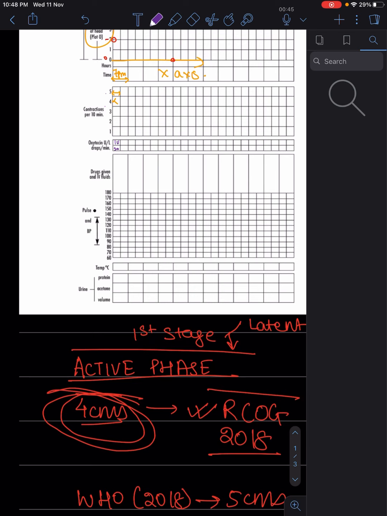Okay, and the drugs you are giving, an IV fluid. Supposing you are giving RL, because the patient is in labor, she might go into dehydration, so you will be giving RL, 1 unit RL at the rate of 75 ml per hour, supposing you are giving, right?